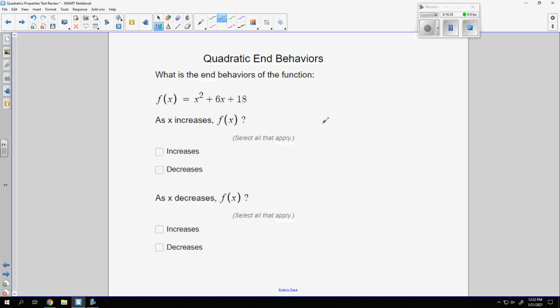So once again, end behaviors, but this time look at the a value. A value is positive, so both should be opening up. So the same question, as x's increase, as you look on the right-hand side, that graph is also increasing. As the x's decrease, so as you look on the left-hand side, it is increasing.